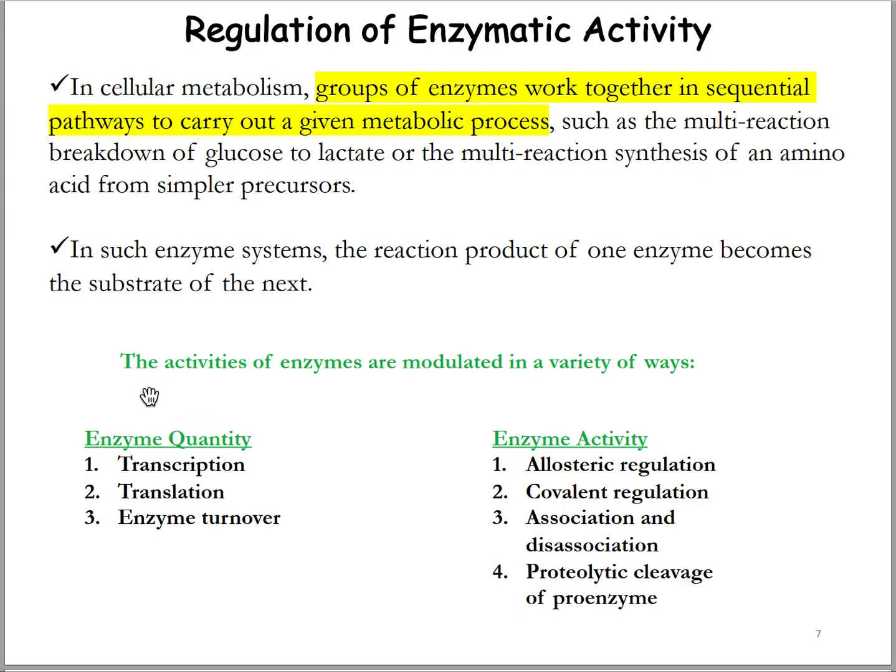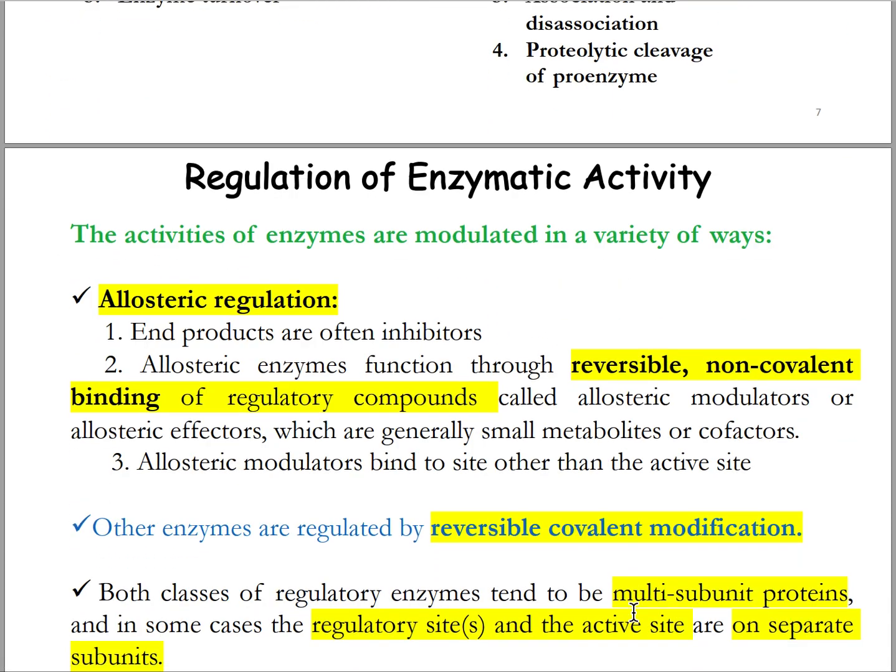One is controlling enzyme quantity and the other is controlling enzymatic activity. So we can control the quantity of the enzyme through transcription, translation, or enzyme turnover. And we can also control the activity of enzymes through allosteric regulation, covalent regulation, association and dissociation, proteolytic cleavage of proenzyme. So let's discuss those things in more detail.